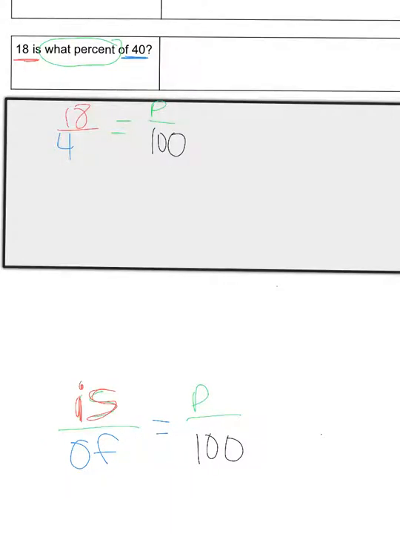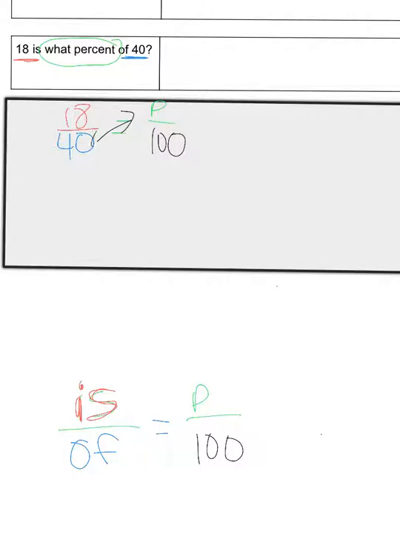Okay, so I have my percent proportion set up. It says 18 is, so I have my 18. What percent? I don't know my percent, so I put a P, that's over 100, and it says of 40. So I have my of right here, my of is 40, so I need to make sure that it says 40. From here, I use my cross products to solve.